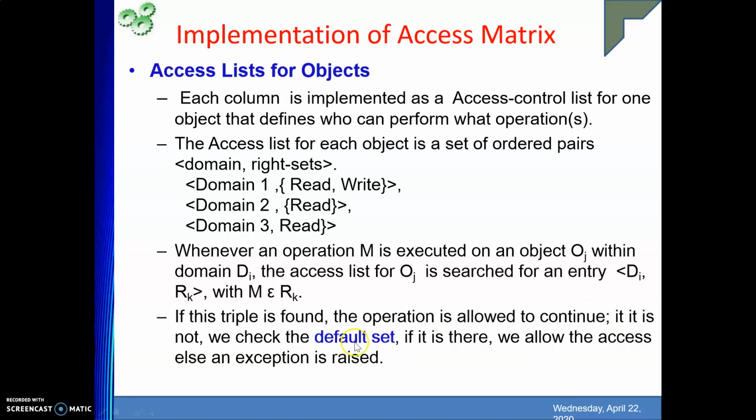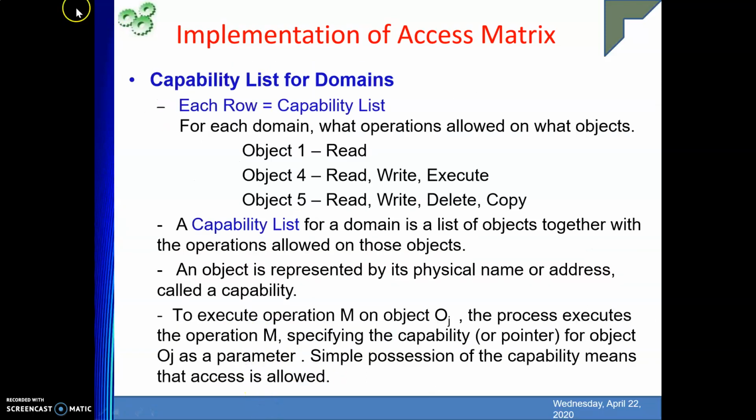If it is not, then we will see one default set. A set of default operations is there. And if your M belongs to that default set, we will allow it. Else, that means if none of them are true, then only an exception is raised. Hope this is understood.